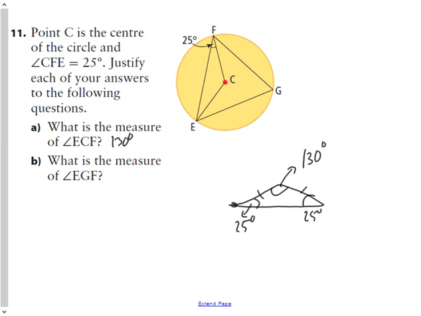Step 2 says, what is the measure of EGF? So what is the measure of this? Well, now that I know this to be 130, F and E are connected to the middle for 130. F and E are connected to this to make an inscribed angle. So this angle here would be half of 130, which is 65 degrees. So therefore, angle EGF is 65 degrees.